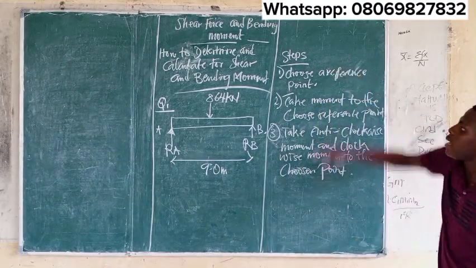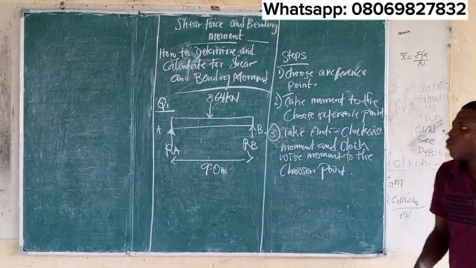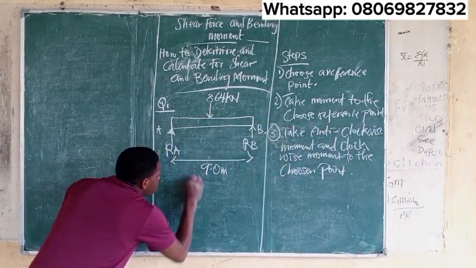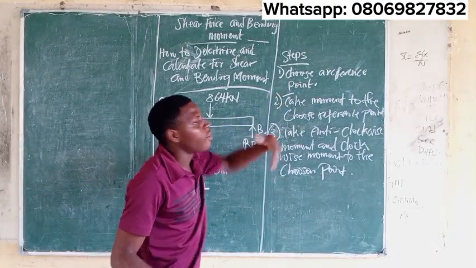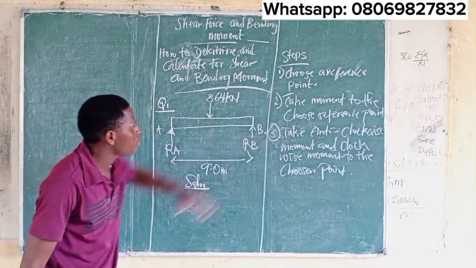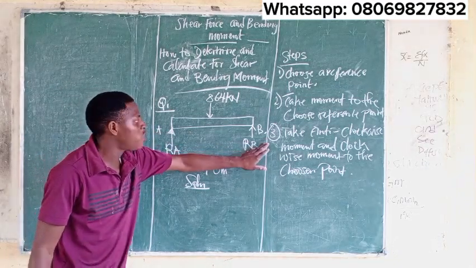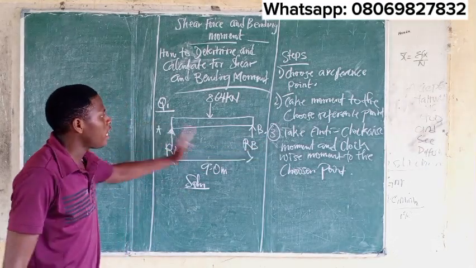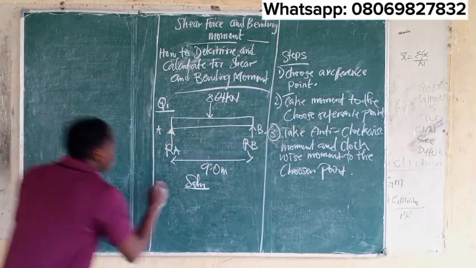Now, let's use this step in solving this problem. Now, the first thing we'll do is our solution. The first thing is, choose your reference point. Take your reference point to this point. I will tell you, take your reference point to this point B. We have this point A and this point B. Take your reference point to this point.